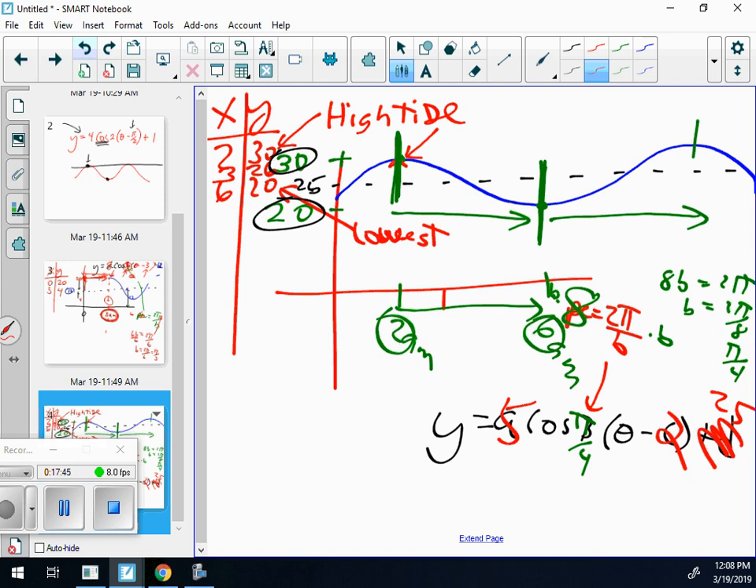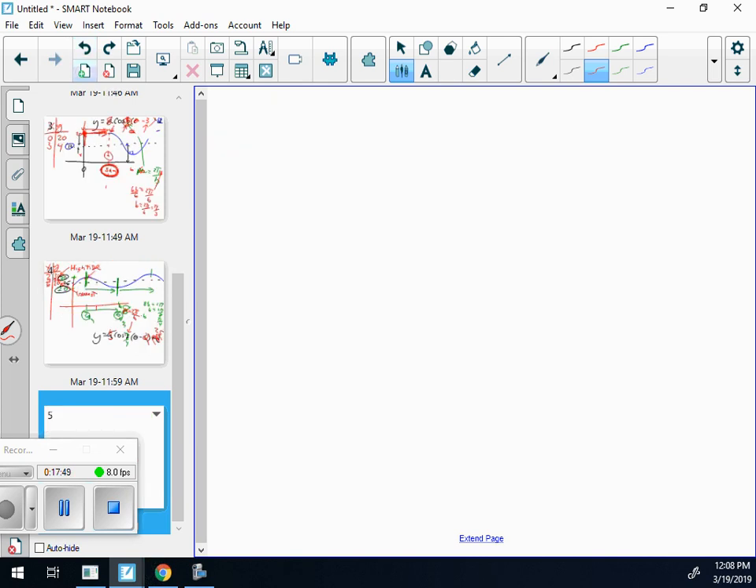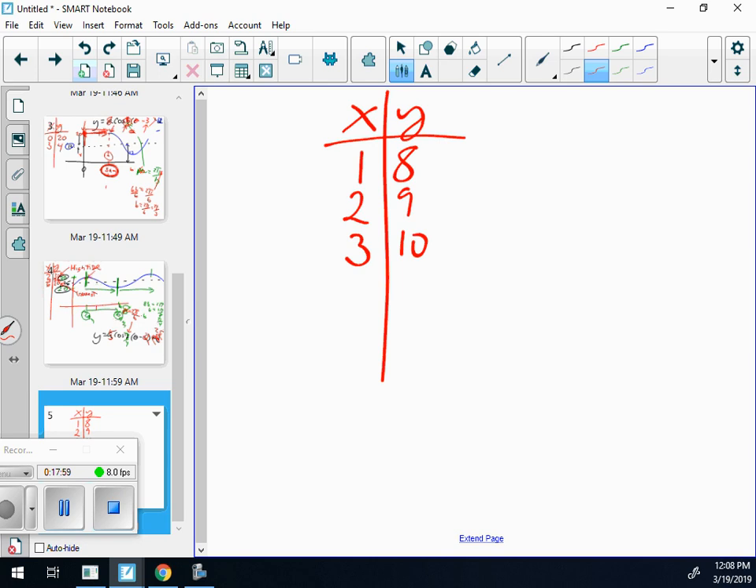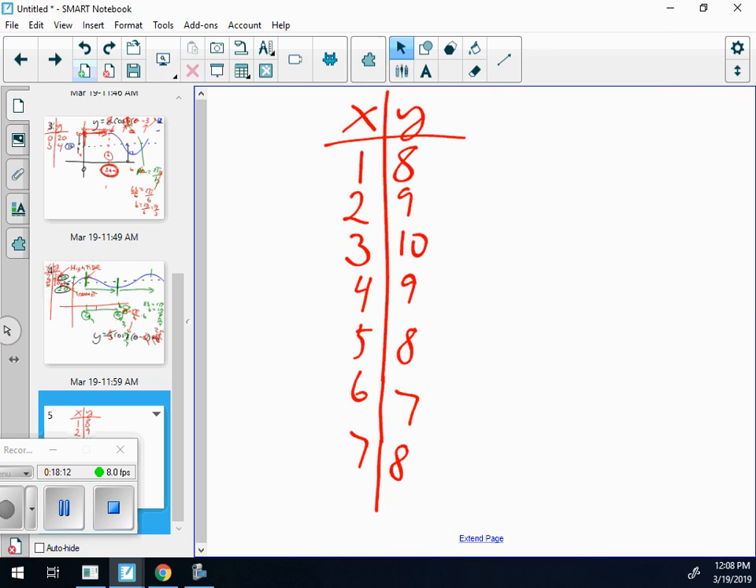Okay. All right. Now imagine for a moment I didn't give you a picture. I just gave you data. Let's say at 1 a.m. it was 8 feet deep. At 2 it was 9. At 3 it was 10. At 4 it was back down to 9. At 5 it was back down to 8. At 6 it was down to 7 feet deep. At 7 it went back up to 8 feet deep. That's kind of confusing. But look through it.